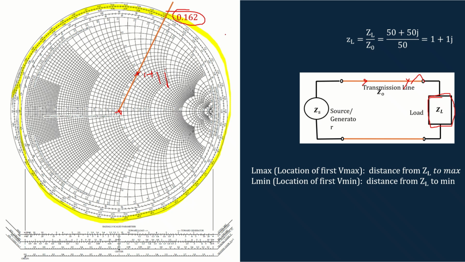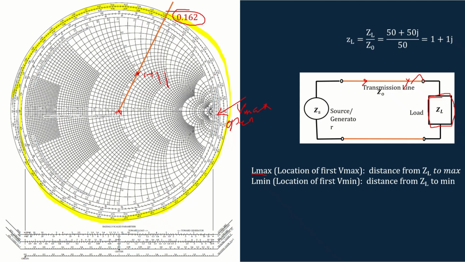Our next step is to identify L max, so where this Vmax occurs on this transmission line. Previously we have seen that this is the open position and here comes the Vmax.